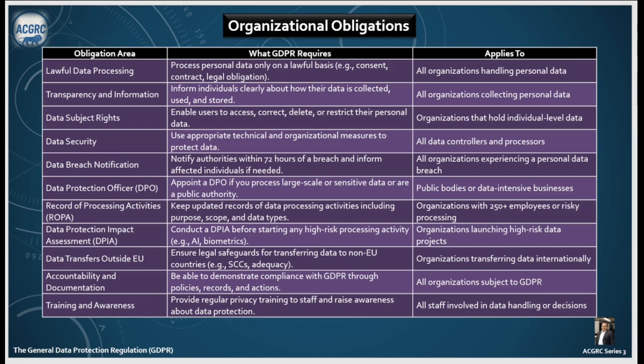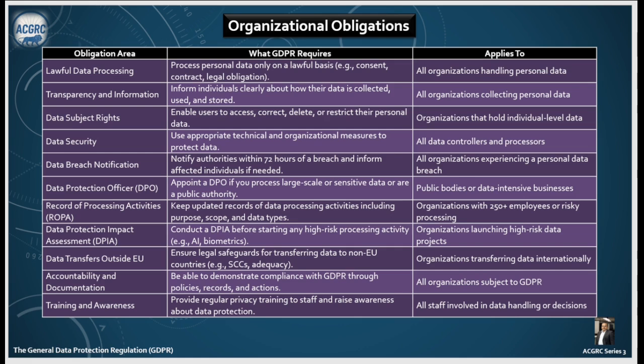Sixth, data protection officer. Appoint a data protection officer if you process large-scale or sensitive data or are a public authority. It applies to public bodies or data-intensive businesses. ROPA: keep updated records of data processing activity, including purpose, scope, data types. Applies to organizations with 250 plus employees or risky processing. The DPIA: conduct a DPIA before starting any high-risk processing activities. Applies to organizations launching high-risk data projects.